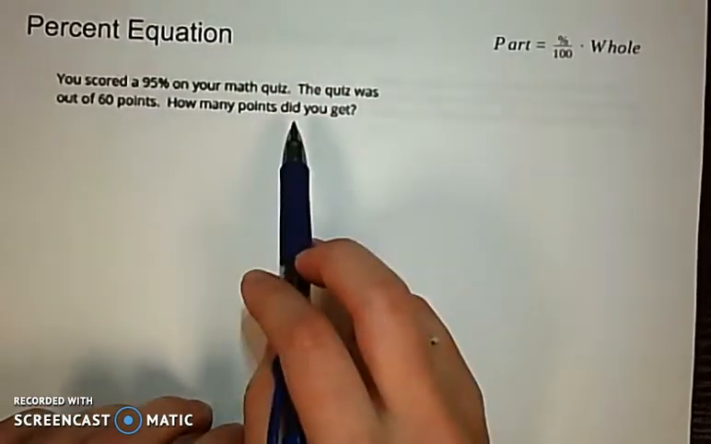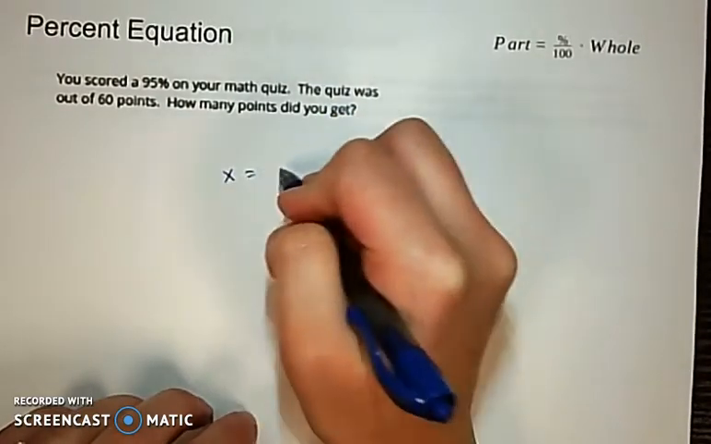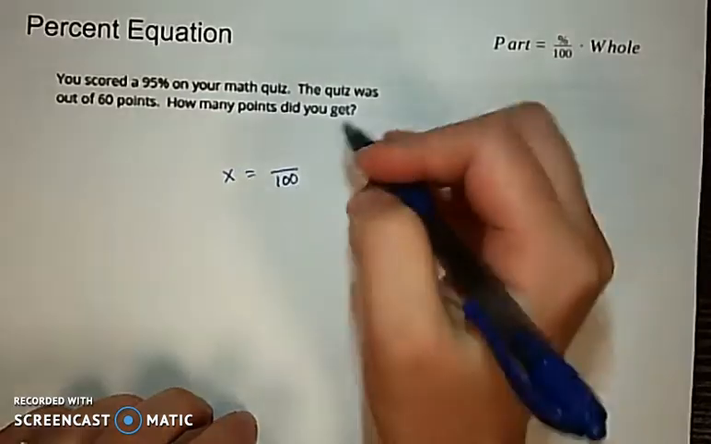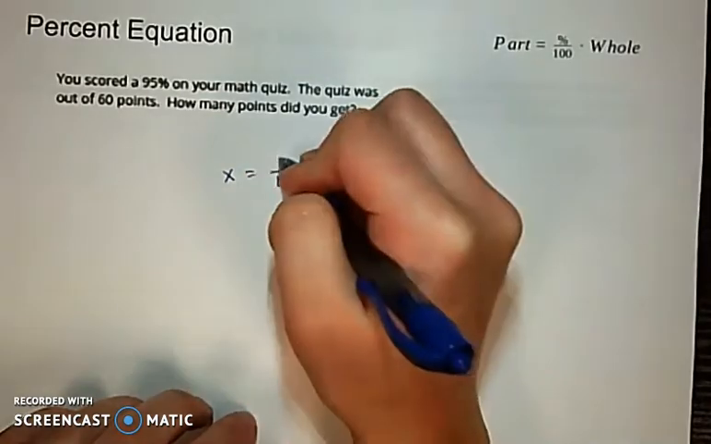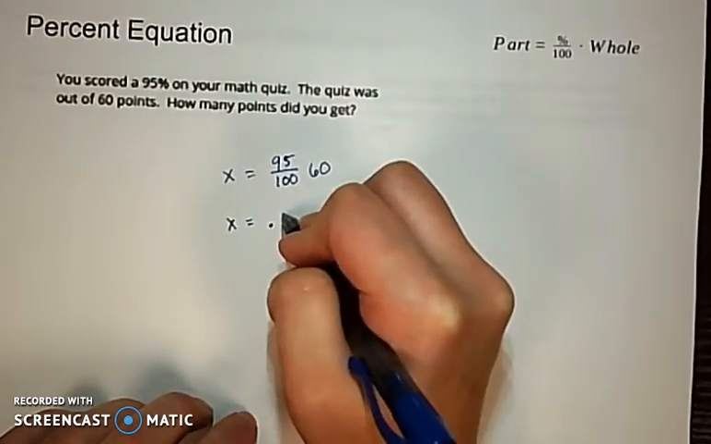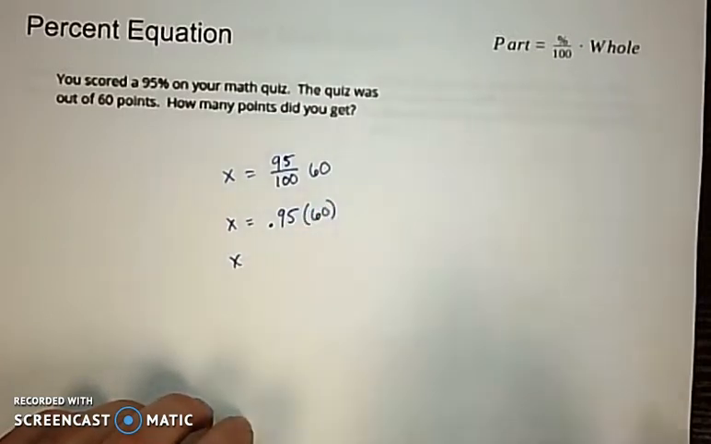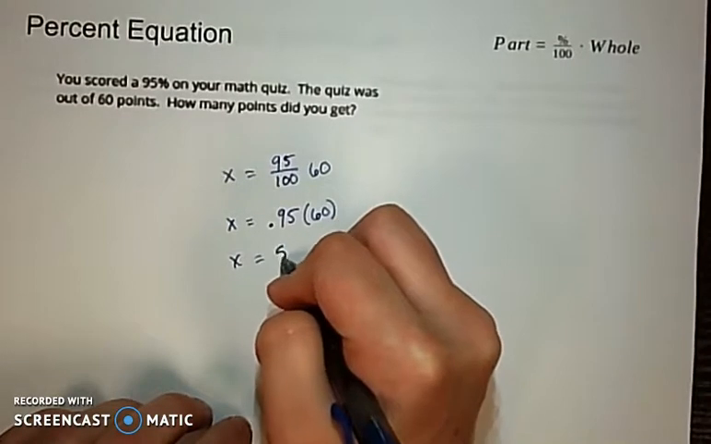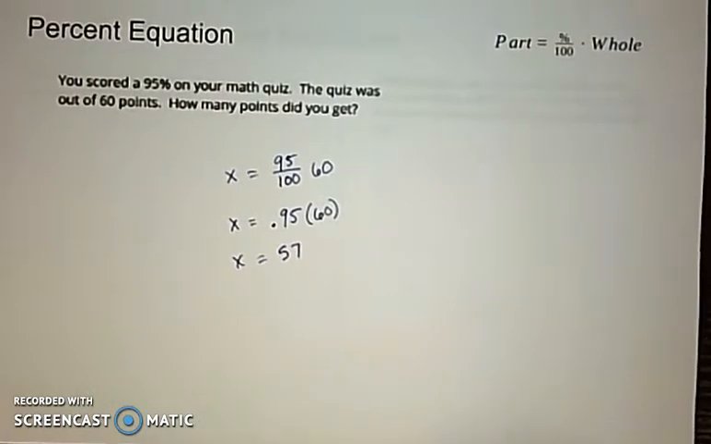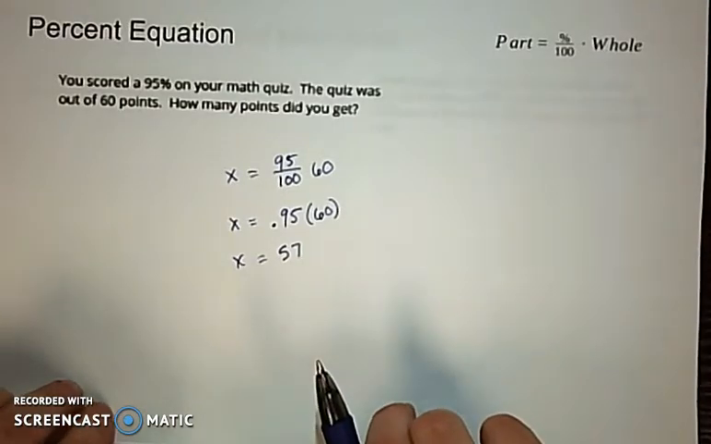So first you have to identify what you are looking for. In this case, we're looking for the part, so that's going to be our variable. And then I'm going to draw my line, my 100. So that means 60 is going to be my whole amount, and 95 is my percent. Now I can go ahead and say, well, I know 95% is 0.95 as a decimal, and I'm going to multiply that times 60. And that means that I get 57 for x, so that means that I got 57 questions correct on the math quiz if I got 95% of them correct.